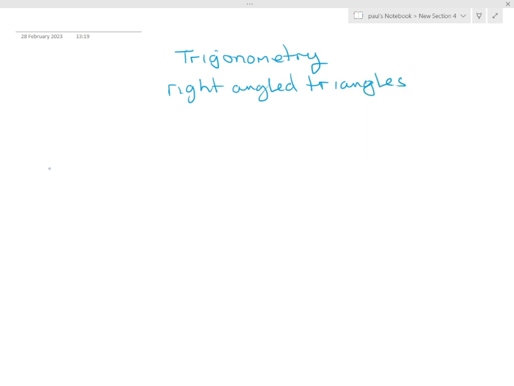Right, this one is lesson 18 for the higher paper, and it's to do with trigonometry. Okay, trigonometry. First thing to do with trigonometry: this lesson is only concerned with right angled triangles. Only concerned with right angled triangles.